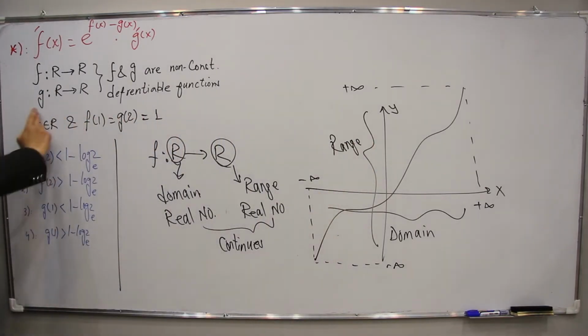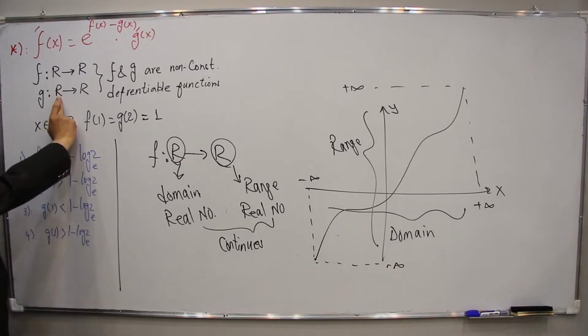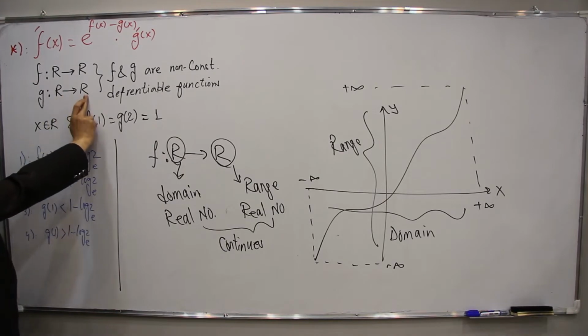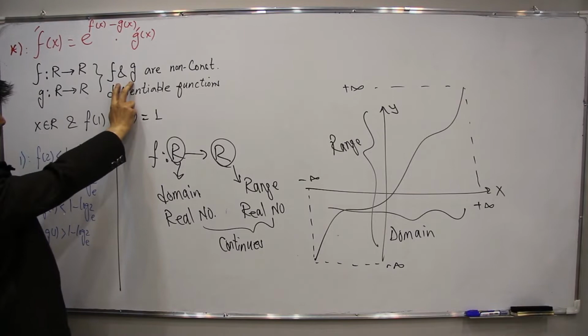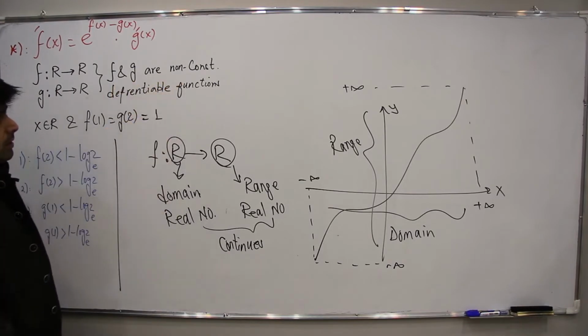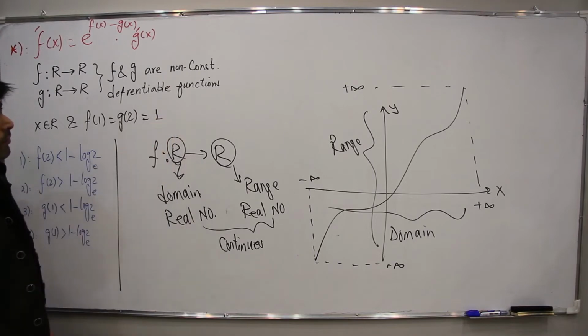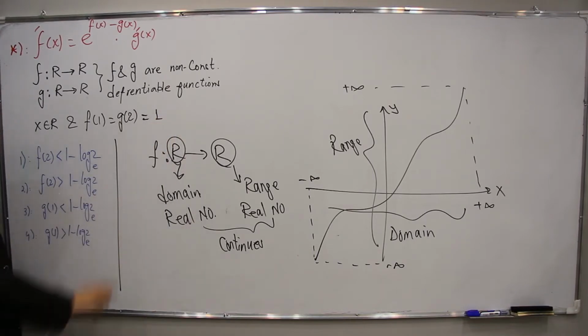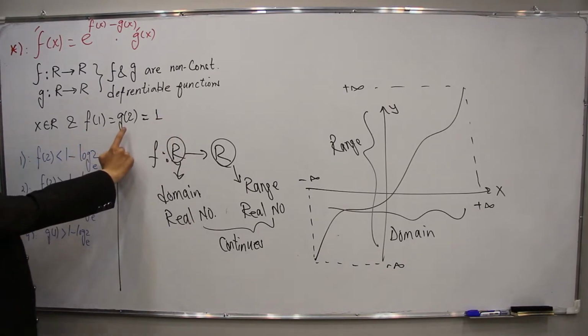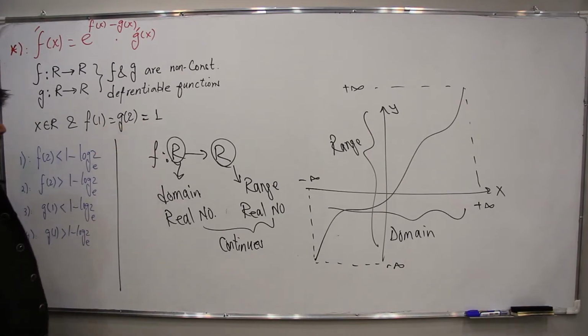Now, g is also R to R. What does it mean? It means g is a continuous function. Its domain is real numbers, and the codomain or range is also real numbers. And we have something in here: f and g are non-constant functions, and they are differentiable at every point. And also we have f(1) = g(2) = 1.